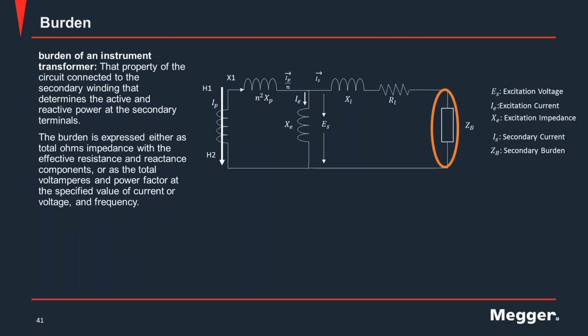Now, the burden test. Burden of an instrument transformer is the property of the circuit connected to the secondary winding that determines the active and the reactive power of the secondary terminal. The burden is expressed either as total ohms impedance with the effective resistance and reactance components, or as the total volt-amperes and power factor at the specified value of current and voltage frequency.